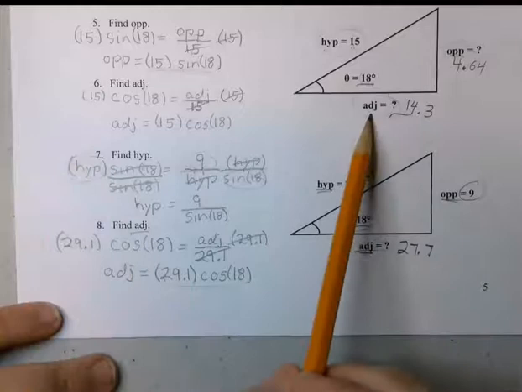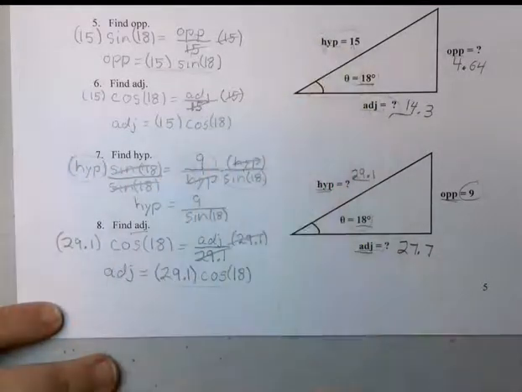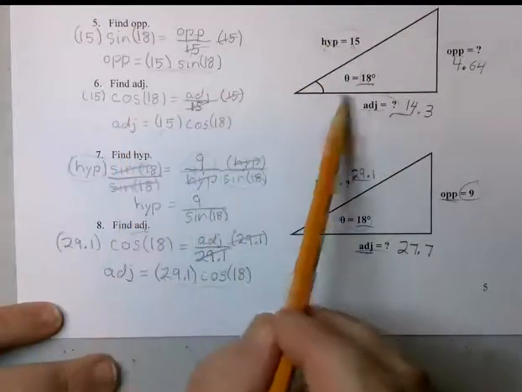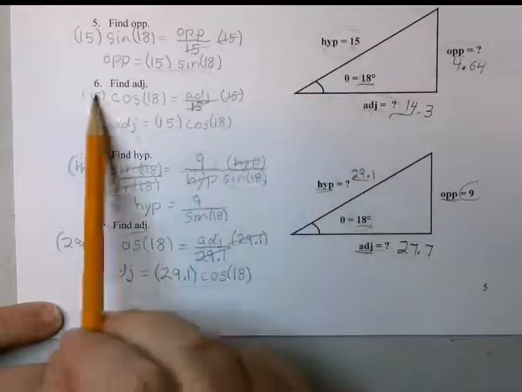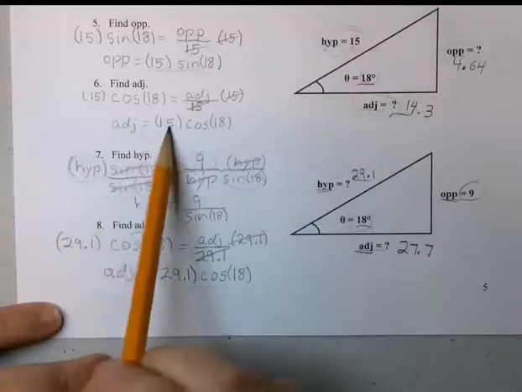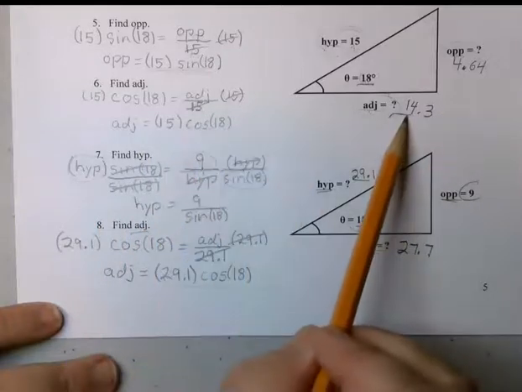Next, you had to do the adjacent. Do it pretty much the same way, except adjacent over hypotenuse is the definition of a cosine. So you take cosine of 18 equals adjacent divided by 15. Multiply both sides by 15 again. You get adjacent equals 15 times cosine of 18. And put that in the calculator and you end up with 14.3.